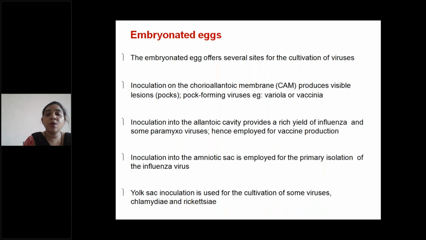Inoculation on the chorioallantoic membrane produces visible lesions, pocks. This is mainly used for the cultivation of variola and vaccinia virus. Inoculation of the allantoic cavity is used for influenza viruses and paramyxoviruses. This type of method is also used in vaccine production. Inoculation into the amniotic cavity is used for the primary isolation of influenza virus. Yolk sac inoculation is used for the cultivation of some viruses, chlamydia, as well as rickettsia.